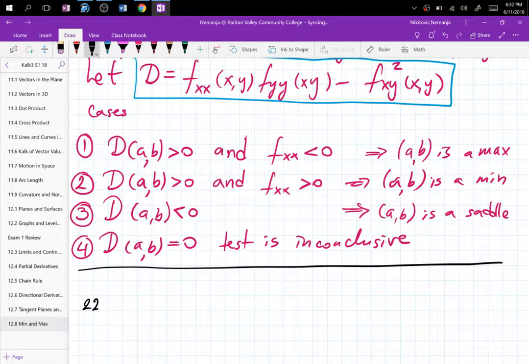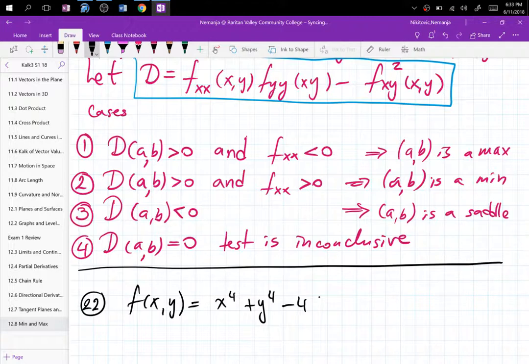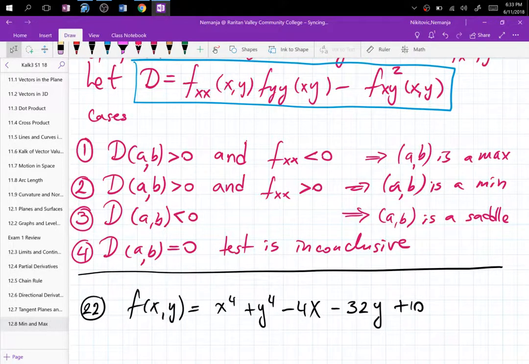Let's go with something cheap first. I'm trying to fit the problem and the formula and the conditions all on the same page. So the problem is x to the 4 plus y to the 4 minus 4x minus 32y plus 10.